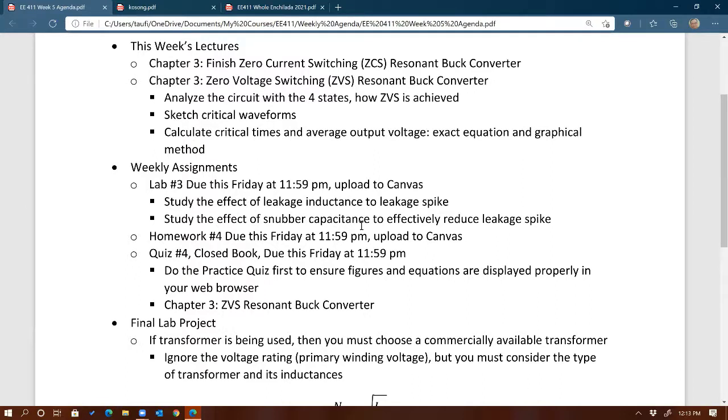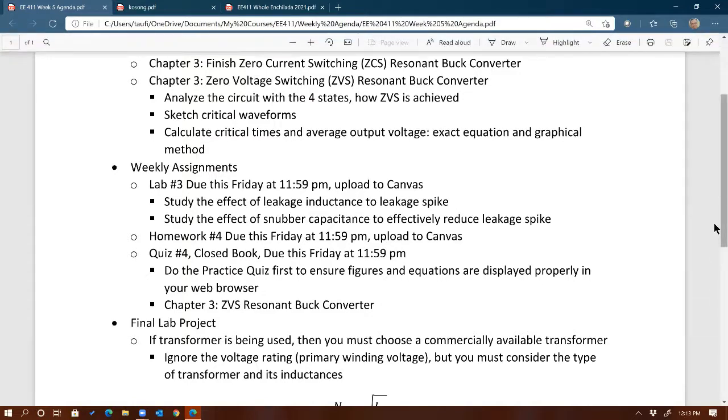And then we also have homework number 4 due this Friday, 11:59. So everything's going to be 11:59, as I announced last week. Upload to Canvas. And then quiz number 4 due this Friday, 11:59 as well. I strongly encourage you to do the practice quiz to ensure that all the figures are showing up properly, also the equations. And for quiz number 4, the problem is going to be on the zero voltage switch resonant buck, the topic that we're going to start today. Any question on the weekly assignments?